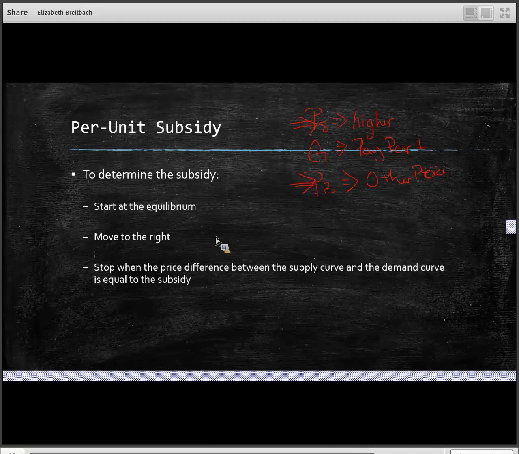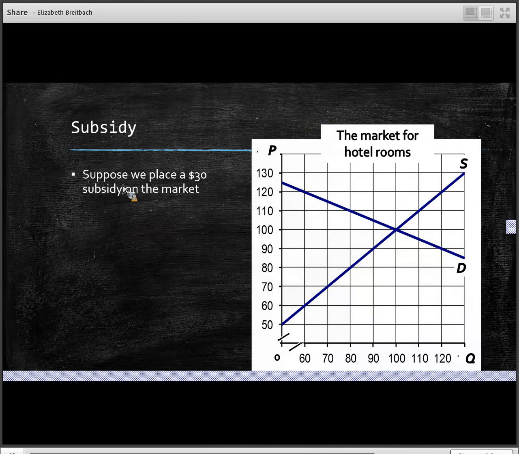All right, so what the government did is they come into our market and place a $30 subsidy on the market. Initially our price is $100, and at $100 there's 100 hotel rooms that are bought and sold. But the government comes in and decides, well, we want to subsidize these purchases. So instead of our hotel bill saying hotel total $100, it's instead going to say hotel room price sellers receive minus a subsidy, because the government's going to pay $30.